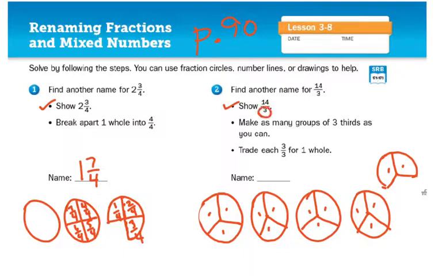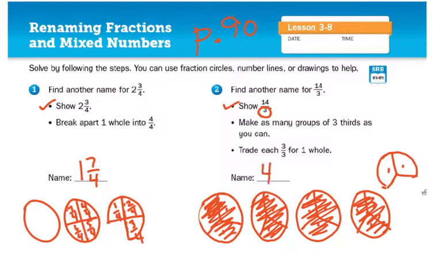Thirds tells me that each one needs to be divided into 3 equal parts. Make as many groups of 3 thirds as you can, which we did. Trade each 3 thirds for 1 whole. So I'm just going to go ahead and shade those in. This is 1 whole, 2 whole circles, 3 whole circles, 4 whole circles. So I have 4 and 2/3. Remember, when the top number and the bottom number are the same, it equals 1 whole.